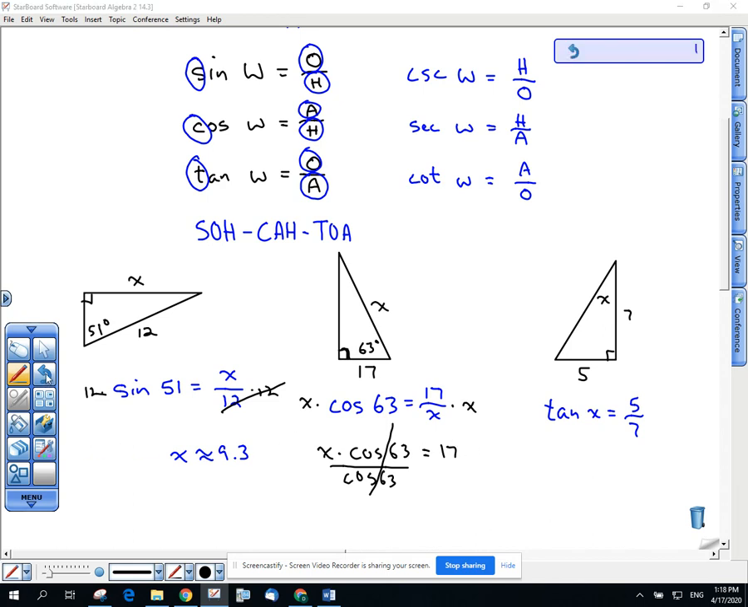Now, with that in mind, let's back up. Do I really need to show that work here? Isn't it really just the case that the x and the cosine 63 can interchange with each other? So this is really the only work that you would need to show, and then you go to your calculator and you type in 17 divided by cosine 63. Again, your calculator must be in degrees or you will not get the correct answer. And here I get x is approximately equal to 37.4. I'm rounding to the nearest tenth.